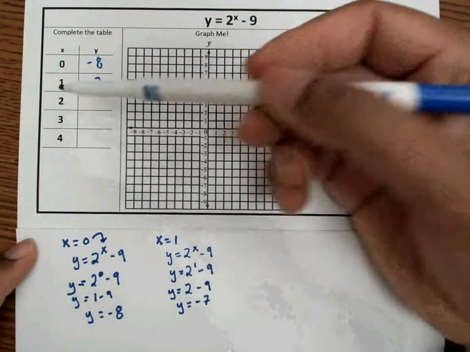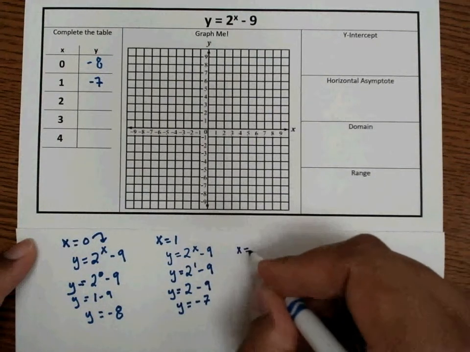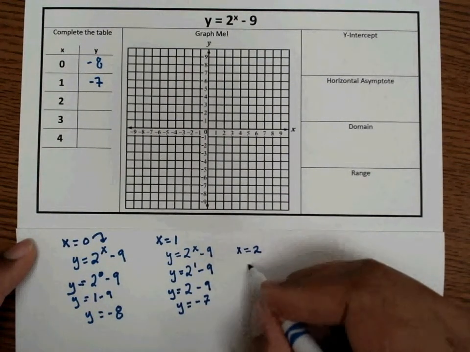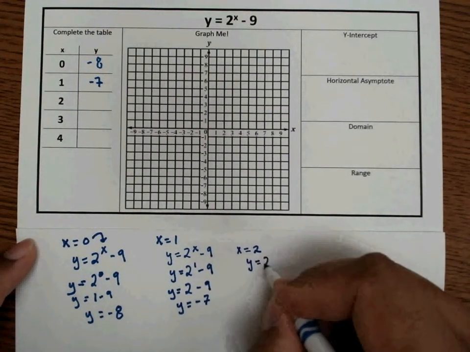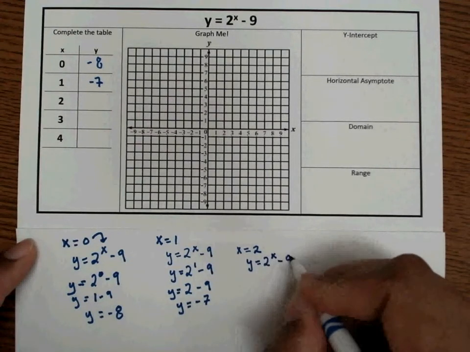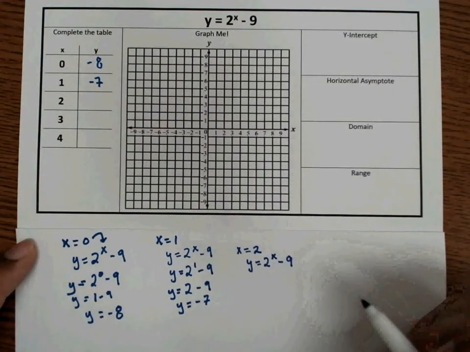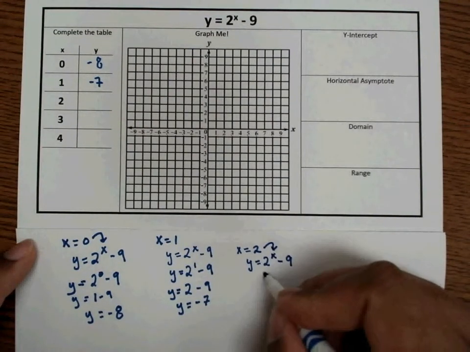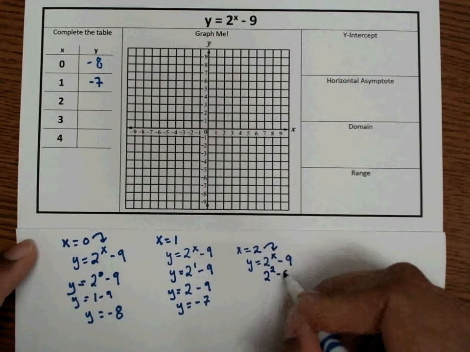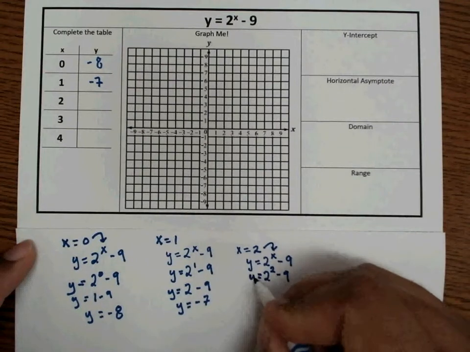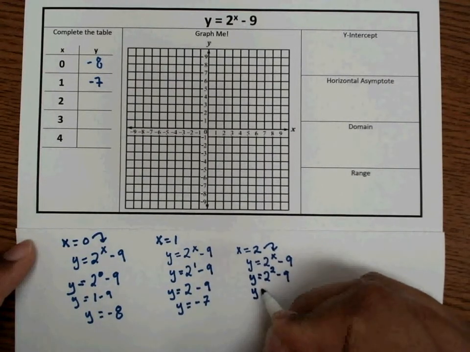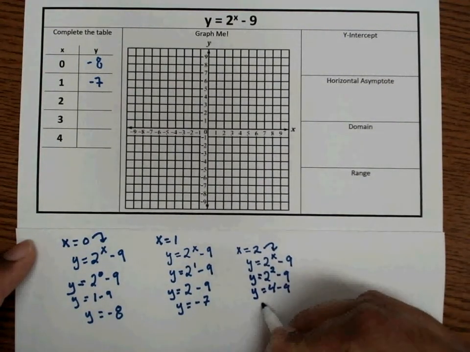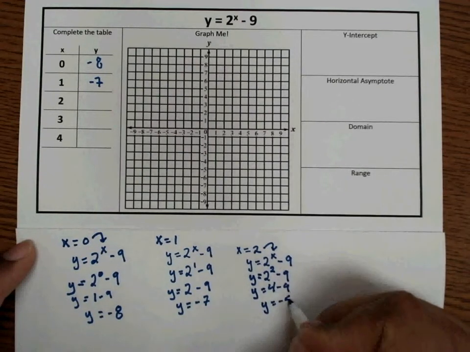So now x is 2. And so we type in x equals 2. We write our function y equals 2 to the x minus 9. Please note I'm making my x an exponent and not a regular x. So now we have 2 squared. And what is 2 squared? That is correct. It is 4. And we all know 4 minus 9 is -5.